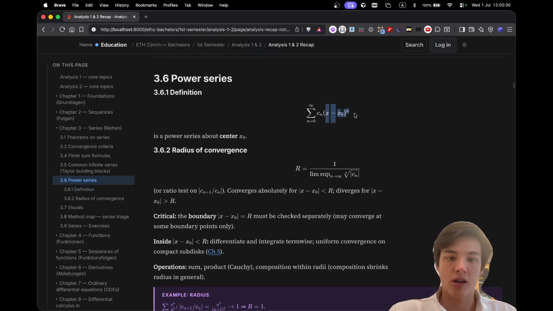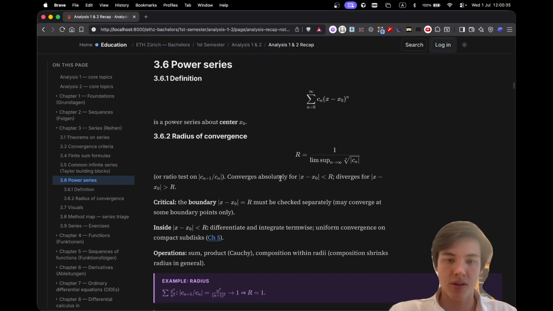It's basically to know how far away we can go. At the boundary, we need to check separately. Anything else, it goes to 0.